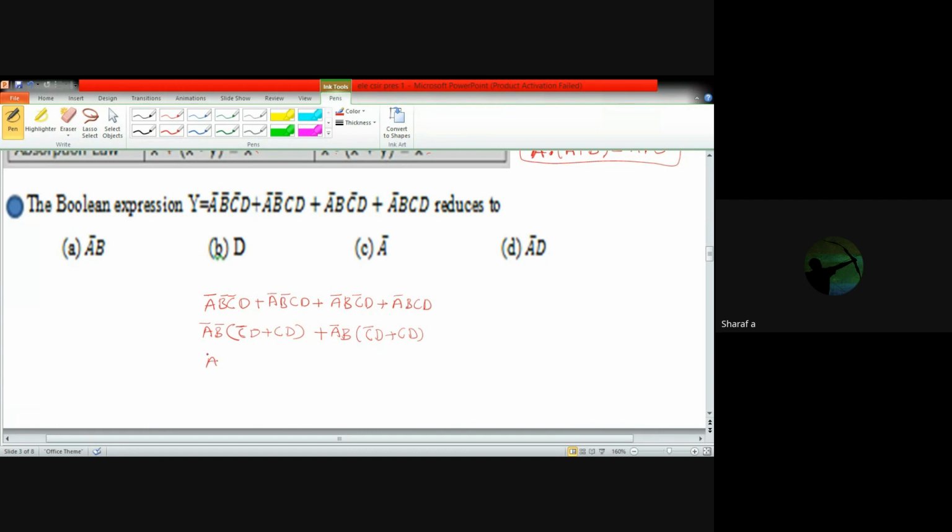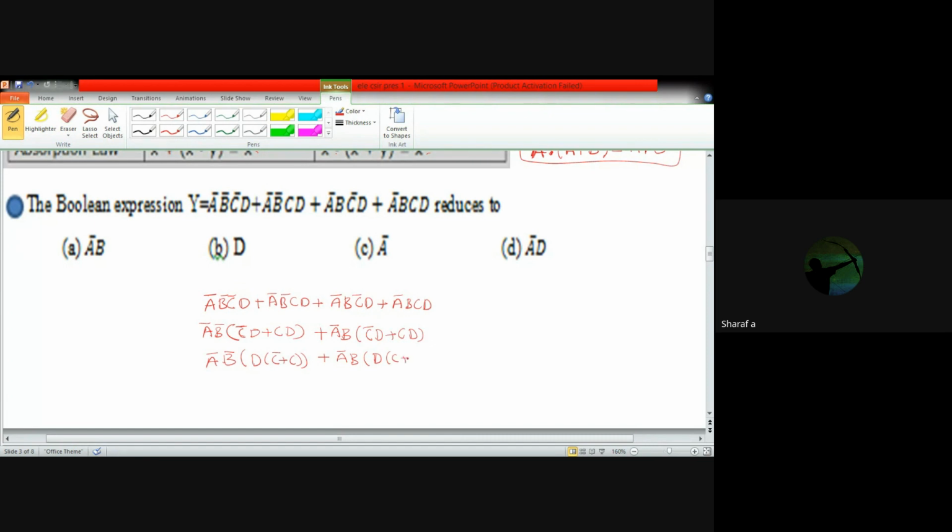Then here you have A bar, B bar, C bar. Inside this, C bar D plus CD, what is common? The common term is D. So D into C bar plus C, plus A bar B into the common term D here.